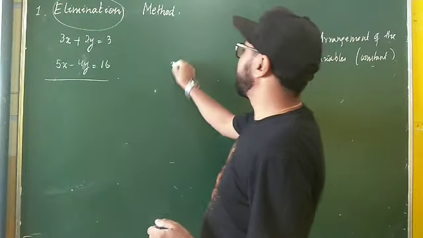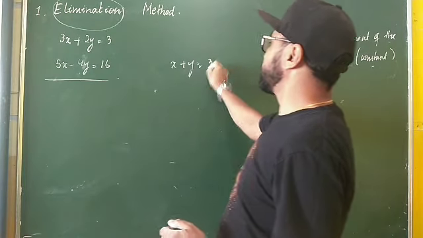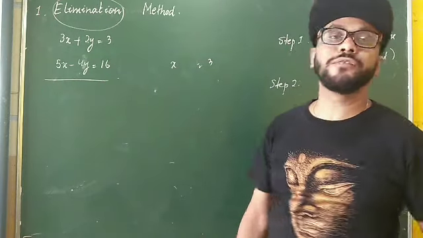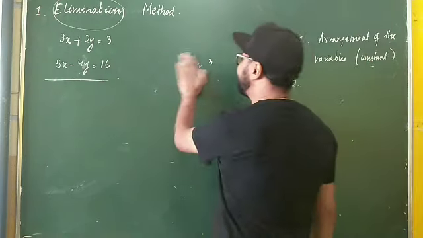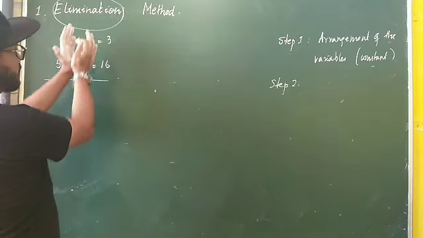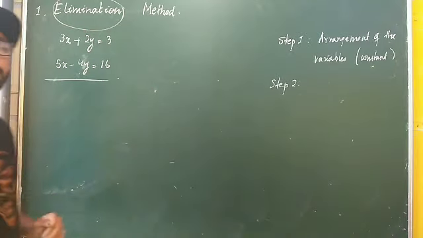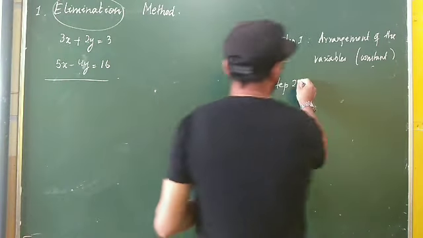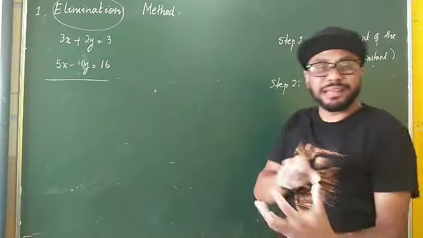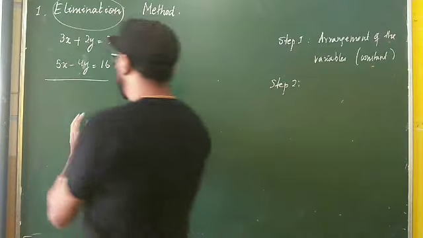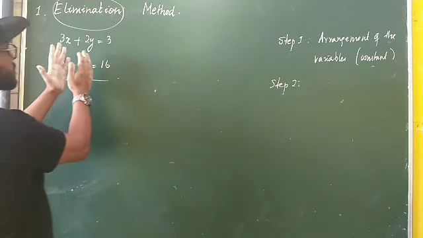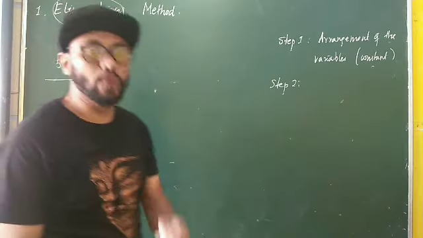For example, if I write x plus y is equal to 3, and if I eliminate this variable, then we can easily find the value of x. Yes or no? So this is the idea. If you can eliminate x, then we can find y, or if you can eliminate y, then we can find x. So how will you eliminate it? We cannot eliminate it just like that. To eliminate any one of the variables, first we have to make that variable equal.